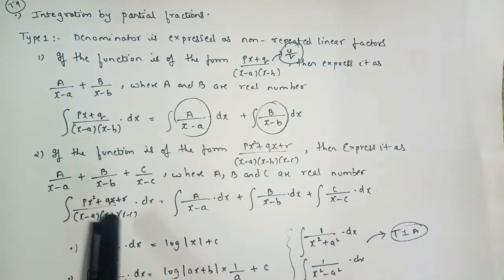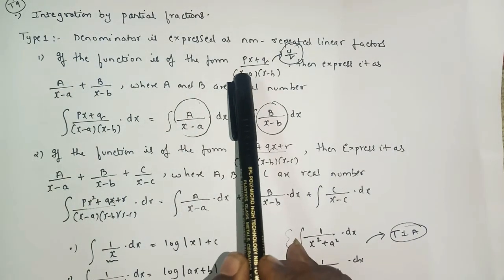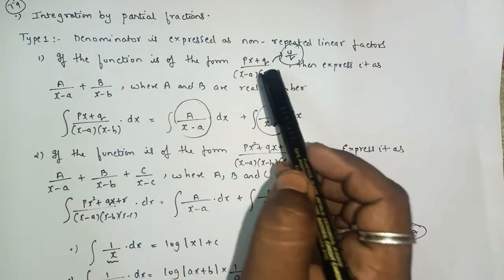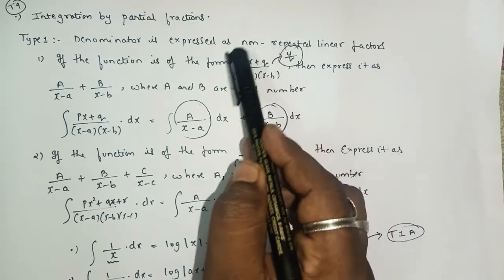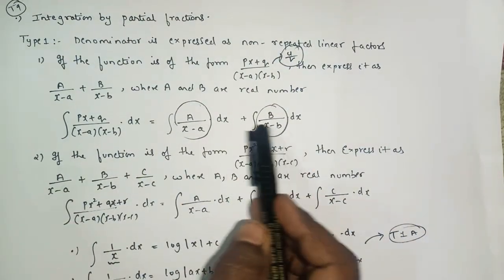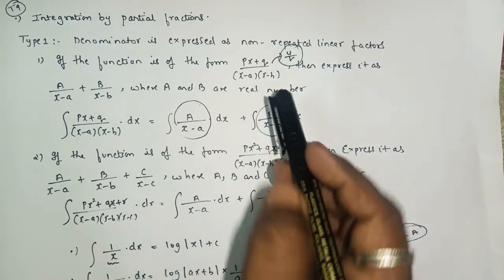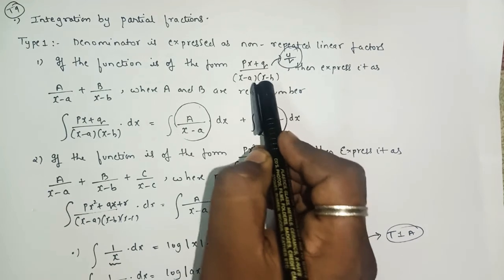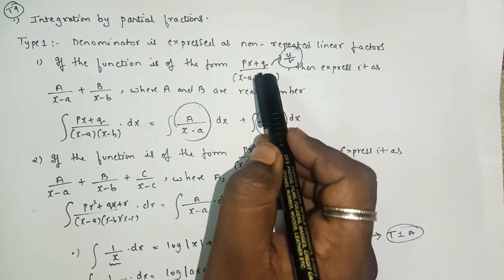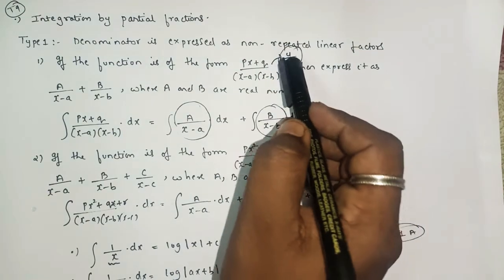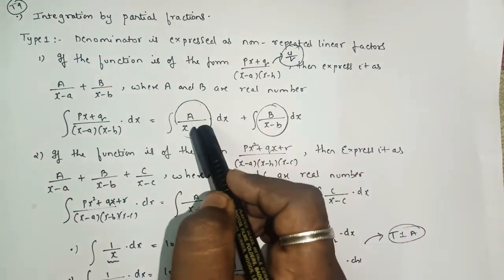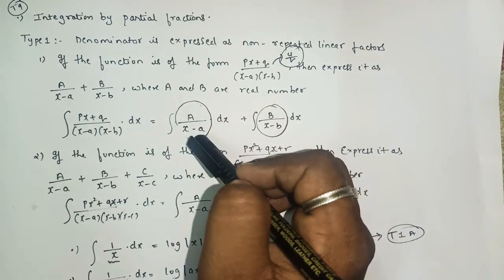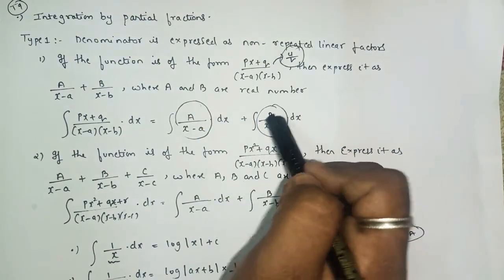As I had explained the concept, you just have to focus on the denominator, okay? Forget about the numerator, whether it is linear or quadratic, but simply focus on the denominator. Whenever the denominator is expressed as non-repeated linear factors, we have to express this function in this form, like x minus a, x minus b. It can be written as A upon x minus a and B upon x minus b.